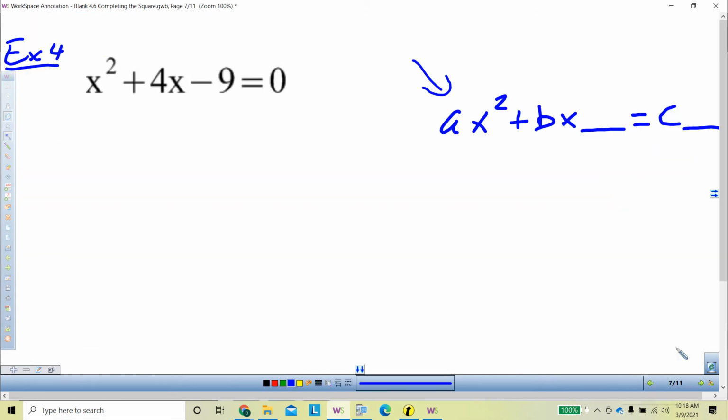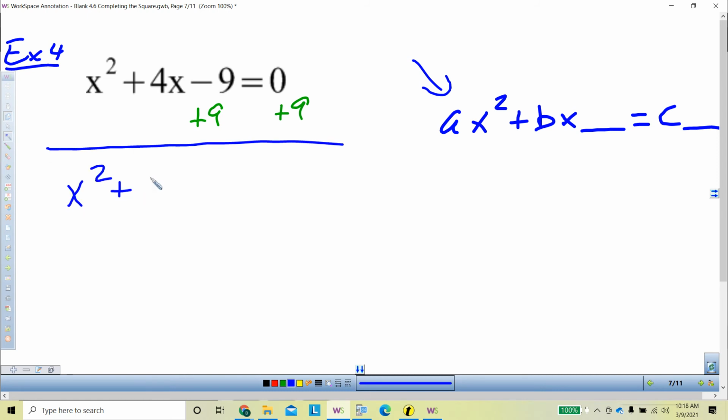Okay, so back to our problem. We have to get that C term on the right side of the equal. We do it by adding 9. No big deal. Then we're going to make it look like the blue writing. So we get x squared plus 4x, blank space, equals 9, blank space.